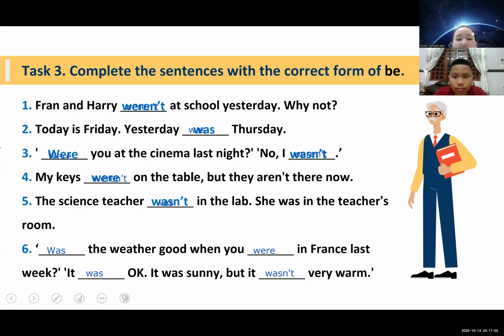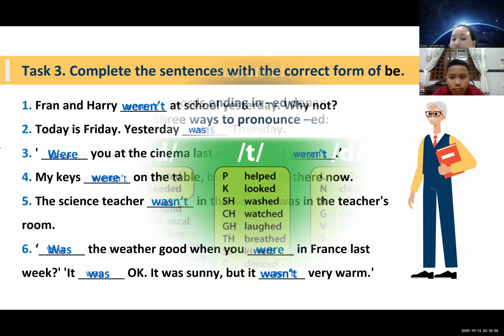Okay. Was the weather good when you were in France last week? It was okay. It was sunny, but it wasn't very warm.